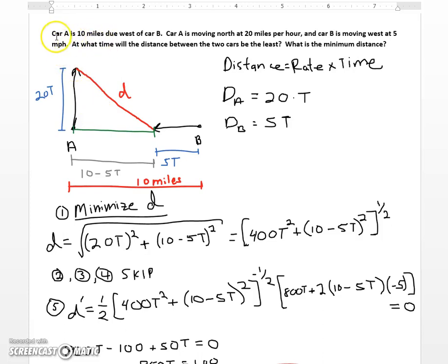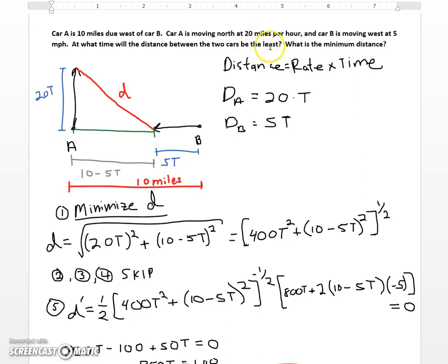Car A is 10 miles due west of car B. Car A is moving north at 20 miles per hour. Car B is moving west at 5 miles per hour. At what time will the distance between the two cars be the least? What is that minimum distance?